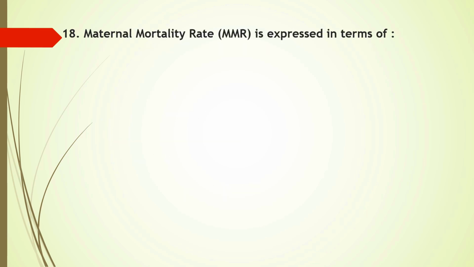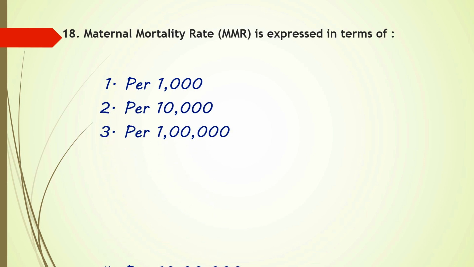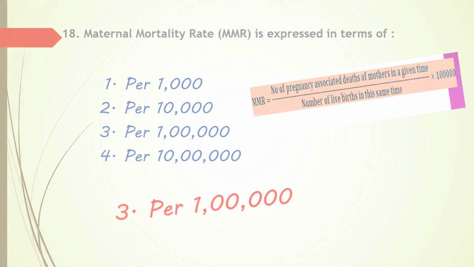Question number 18. Maternal mortality rate, that is MMR, is expressed in terms of: per 1000, per 10,000, per 1 lakh, or option 4 per 10 lakhs. Yes, the maternal mortality rate MMR is the number of pregnant women who die from pregnancy-related causes per 1 lakh live births. So here option 3 is the correct answer.